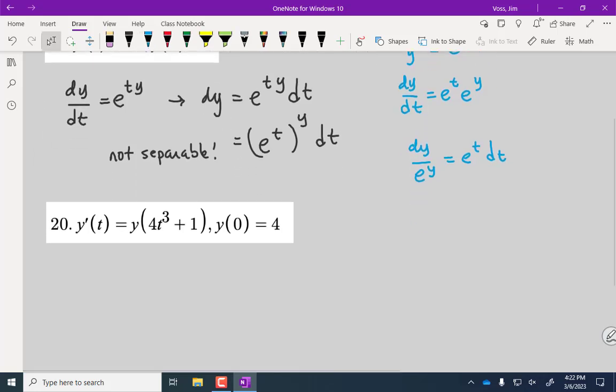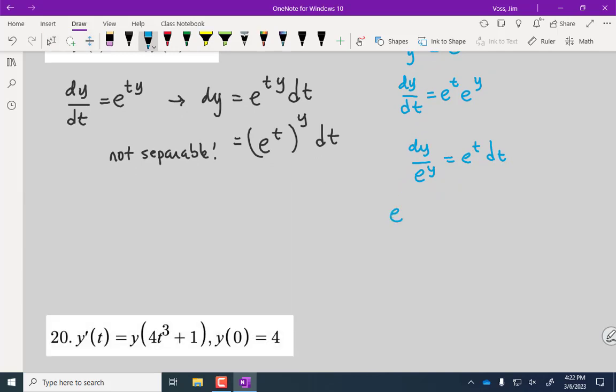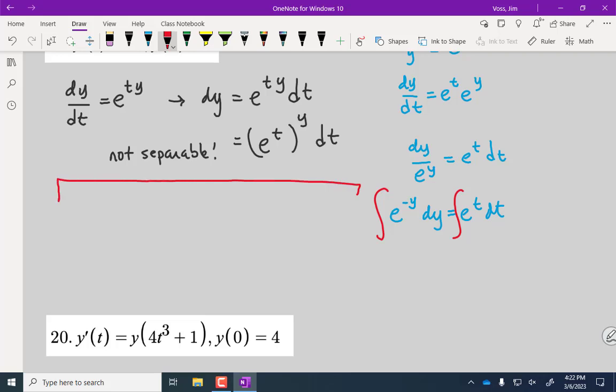And then on the left we would want to write this as e to the minus y. Now we are completely ready to integrate. So, integral of both sides. What is that antiderivative on the left? Negative e to the negative y. Negative e to the negative y?